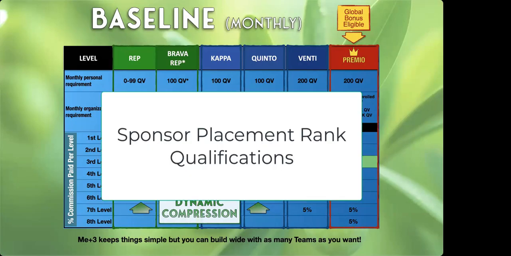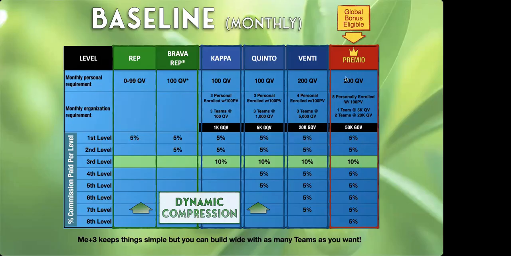So for Premio, let me go through those specific qualifiers, right? To reach the rank of Premio, you have to have an order value in that given month of 200 QV. So that would be essentially like two Primos, right? That would give you 200 QV in your personal monthly order requirement.